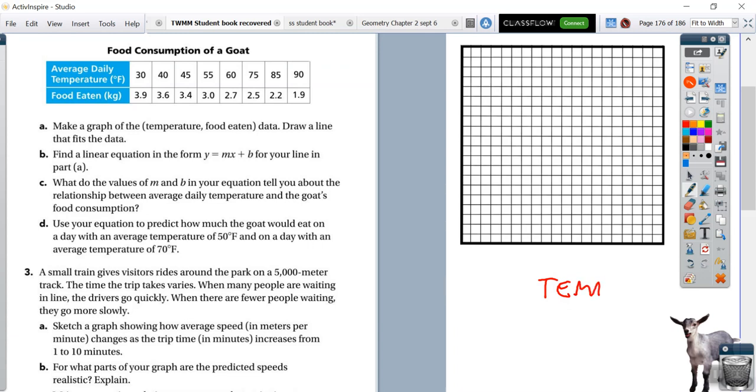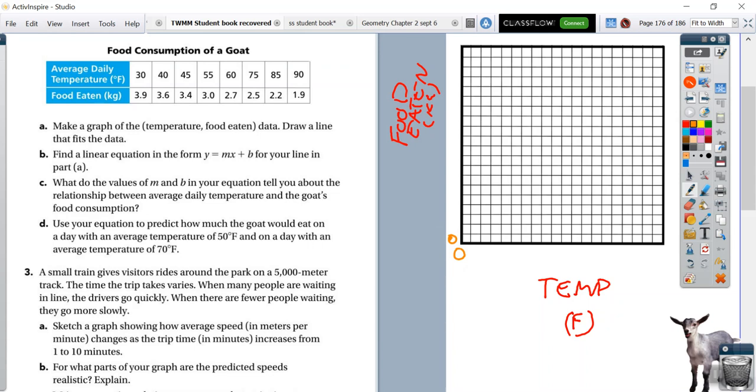So that has to go on the x-axis, which means food eaten has to go along the y-axis, and this is in kilograms, and this is in Fahrenheit. Now that is sort of weird, because if we're talking about a metric system like kilograms, you would expect the temperature to be in Celsius. Oh well. So I'm going to start at 0 degrees. Is it possible to have a temperature of 0 degrees? Absolutely. So we're going to start with 0 and 0, and we need to go from 0 to 90.